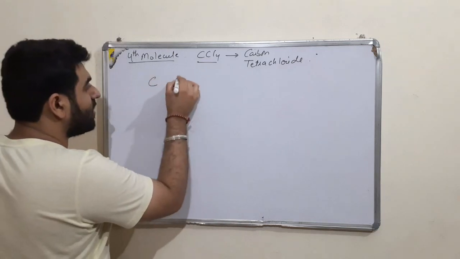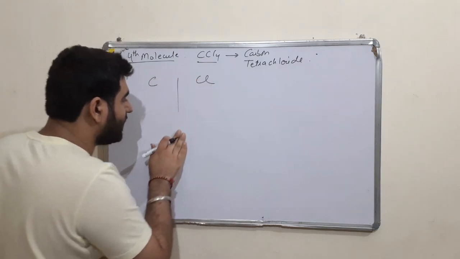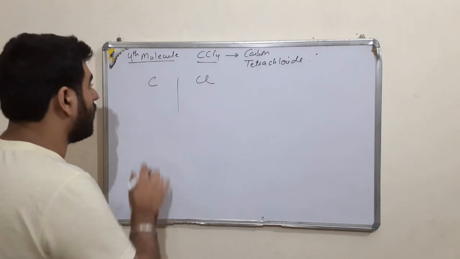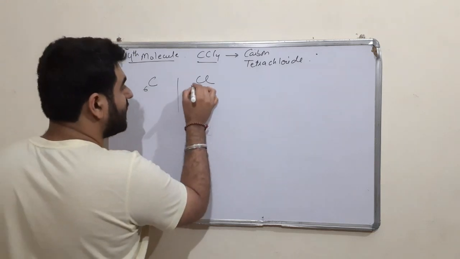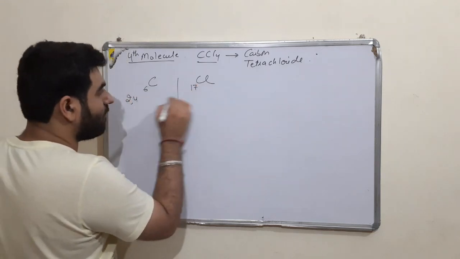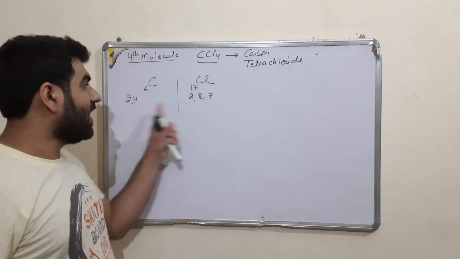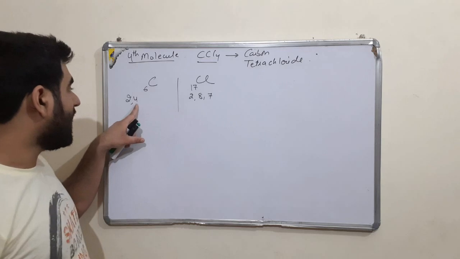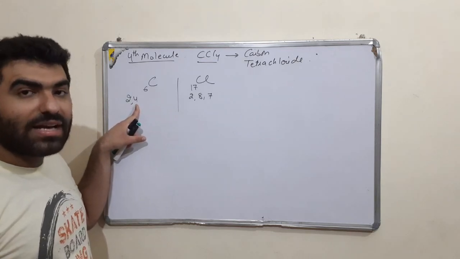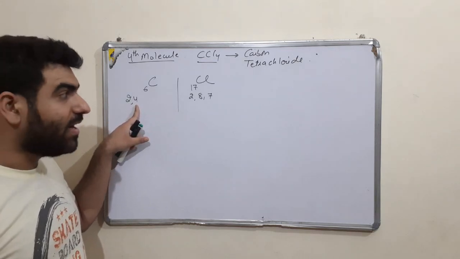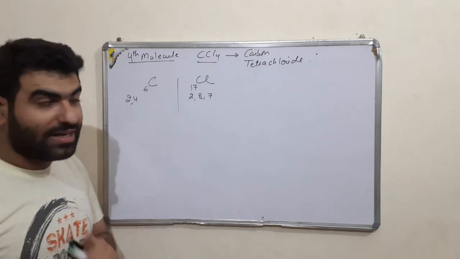So again, carbon is a non-metal, chlorine is a non-metal. The bond formation would be the covalent bond. Alright, this is 6, this is 17, 2, 4, 2, 8, 7. Again, same theory, same story will go on here also. Carbon, how many electrons does it require? 4 to complete its octet. This requires only 1 electron.